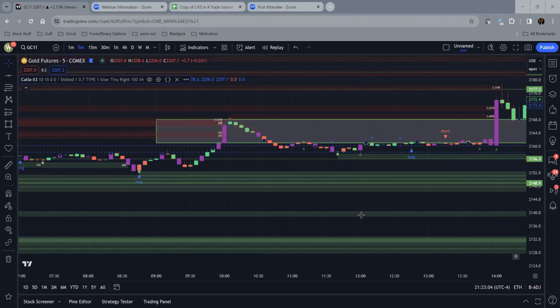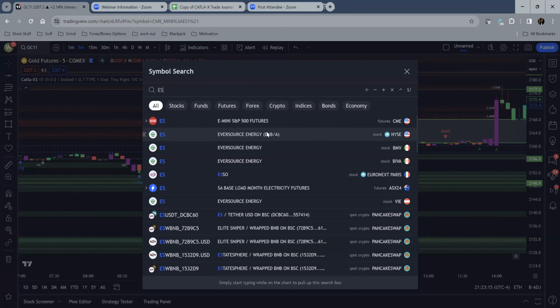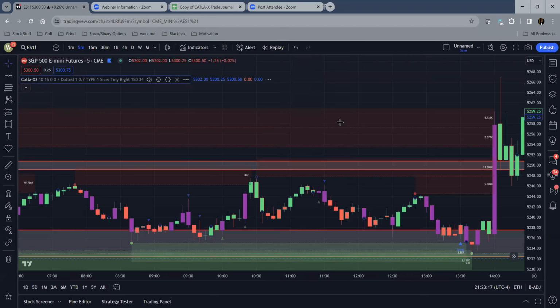When you're marking your levels, let's assume we're getting ready for the morning. What time do you go in and start to mark your liquidity levels and set yourself up for the day?